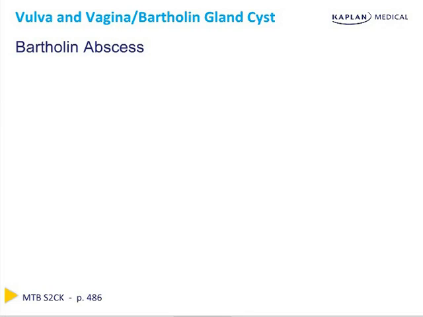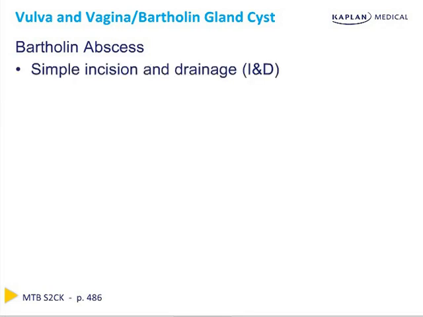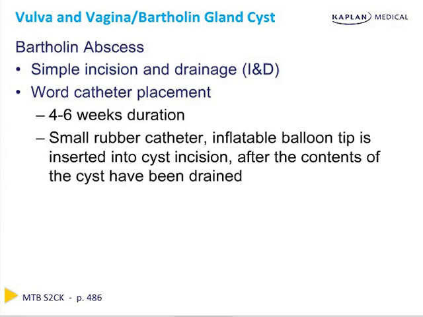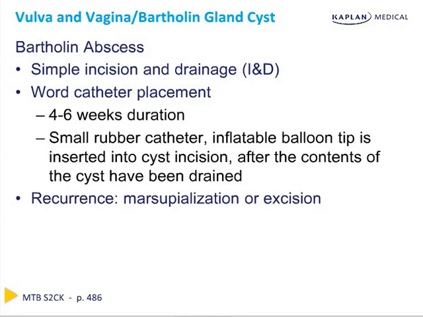Treatment of a Bartholin's abscess involves simple incision and drainage, or may include placement of a Word catheter, which is a small rubber catheter with an inflatable balloon tip inserted in the incision after the contents have been drained to allow for epithelialization of the surrounding tissue so that the tract can be formed and can continue to drain the Bartholin's cyst after the catheter is removed.